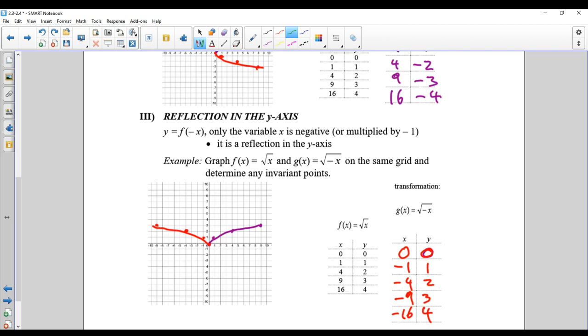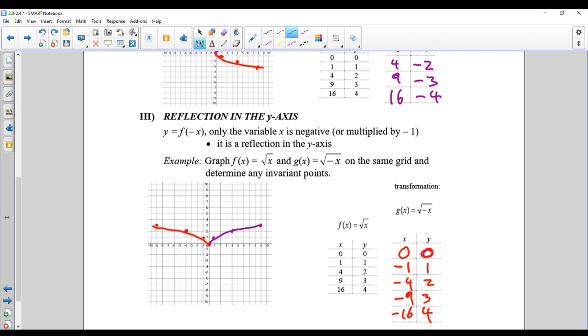So if you reflect across the x, you change side. You go from the upper side of the x-axis to the lower side of the x-axis. If you reflect across the y, you go from the right side to the left side or from the left side to the right side. Now, some points are what we call invariant points.